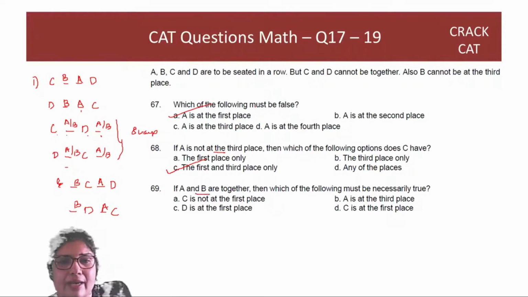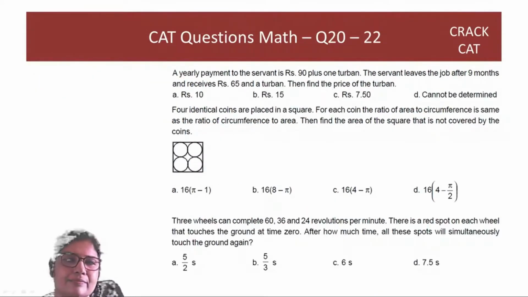If A and B are together, then which of the following must necessarily be true? Then we are looking at only these two options. So C is not at the first place? No, C and D can be anyone at the first place. A is at the third place. Yes, this has to be true because B cannot be at the third place, right? So the answer here is option B. Great. Next.